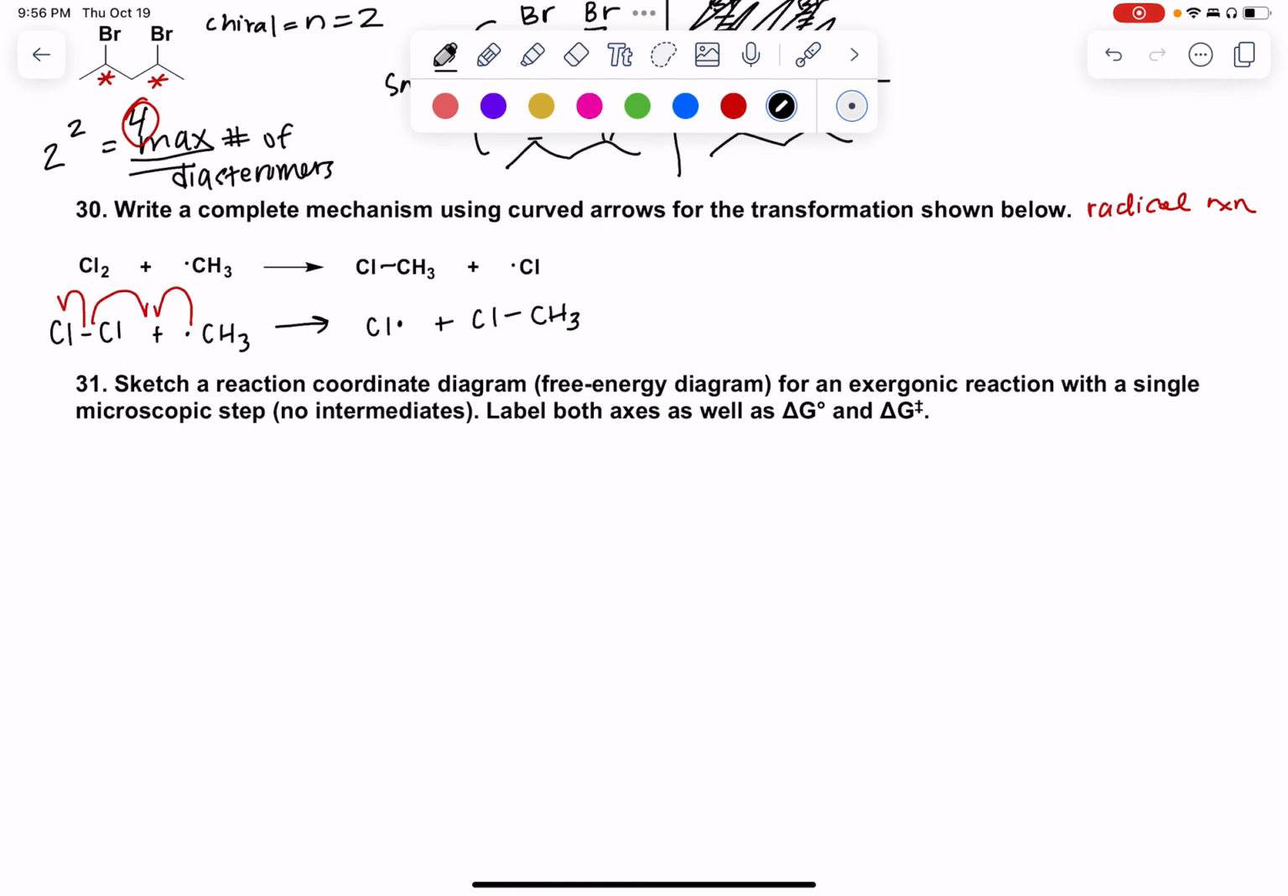On the last one, sketch your reaction coordinate diagram. He wants us to sketch it. Free energy, he says it needs to be exergonic. It has to have a single microscopic step, which means no intermediates. And label both axes with this. Oh, label both axes. That's part of it. And then also label delta G naught and delta G double dagger.